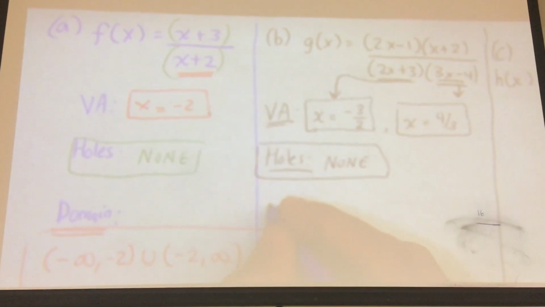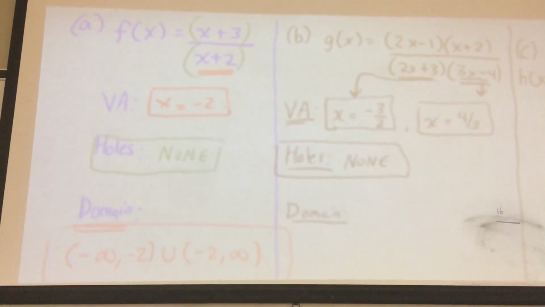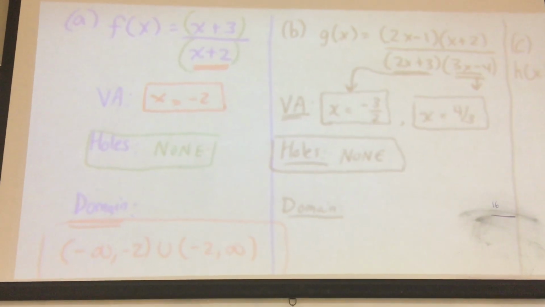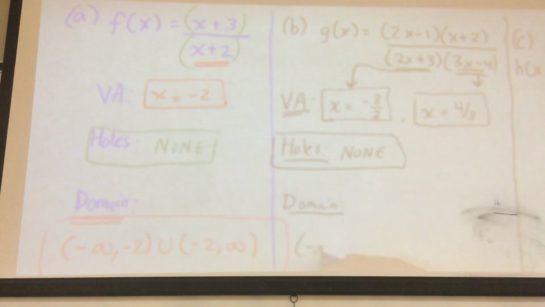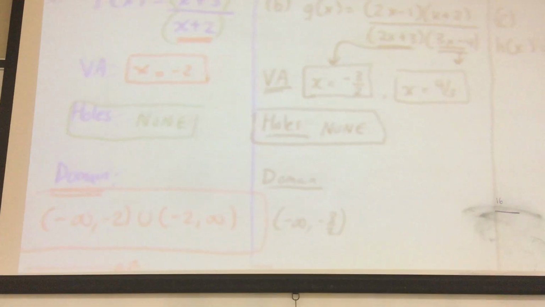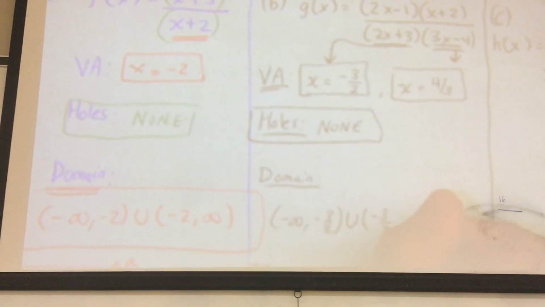For domain, though, that's all they're asking in this basic problem. What x values are excluded from the domain? It would be anything in either category, right, in the domain. So the left one would be negative 3/2. So anything to the left of negative 3/2, negative infinity, approaching negative 3/2. Anything in between them, so union negative 3/2 to 4/3.